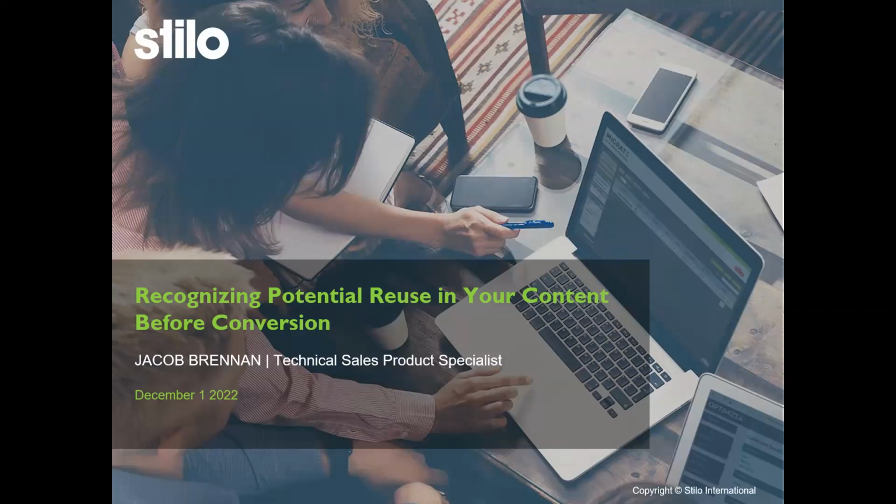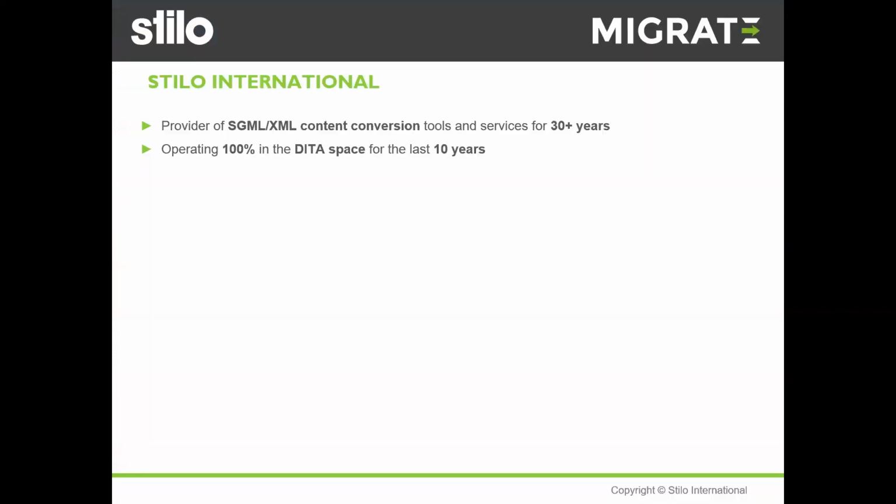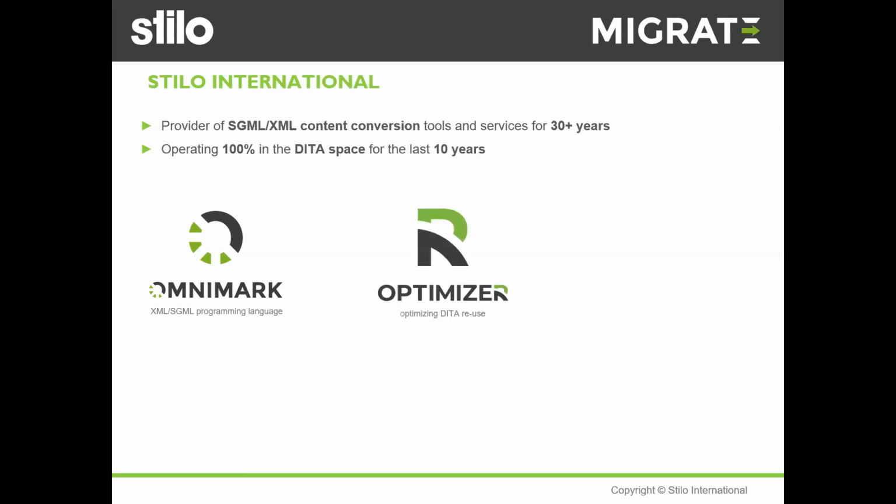I'm going to start with a quick introduction to Stilo. We've been in the structured content processing industry for around 30 years now, and brought to market specialist content processing tools. Our first product is called Omnimark, a programming language used for manipulating XML content, publishing it, and enriching it. Our next products are all built off of that programming language. Next we have Optimizer, a tool to help analyze DITA content collections and identify their reuse opportunities.